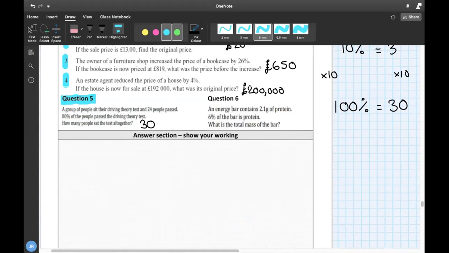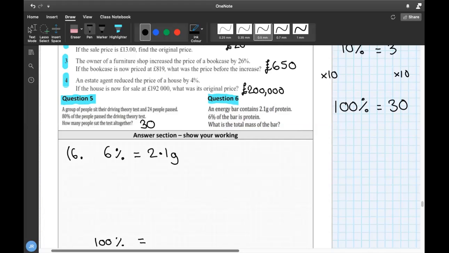Now having a look at question number 6. Okay, number 6, we'll do that over here. So an energy bar contains 2.1 grams of protein, and 6% of that bar is protein, okay? So 6% is equivalent to 2.1 grams. We want the total mass of the bar, so again, we're trying to get to 100%. Okay, from 6 to 1%, that's what we're going to do this time.